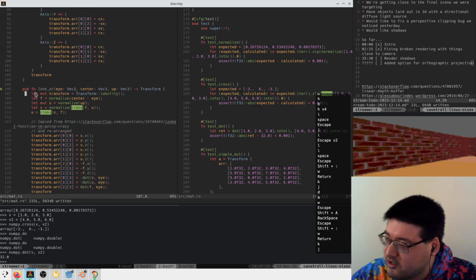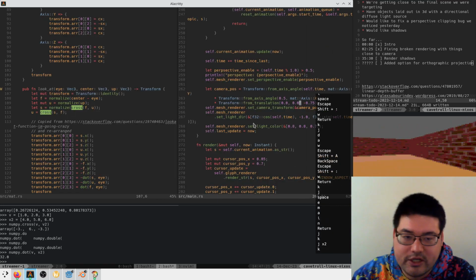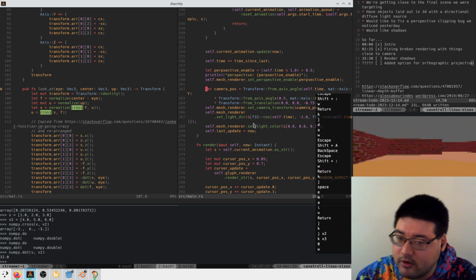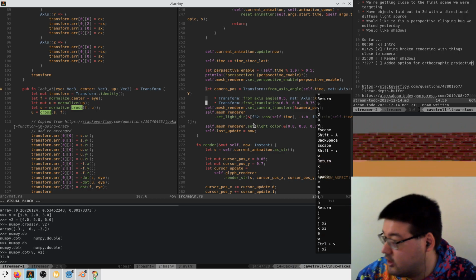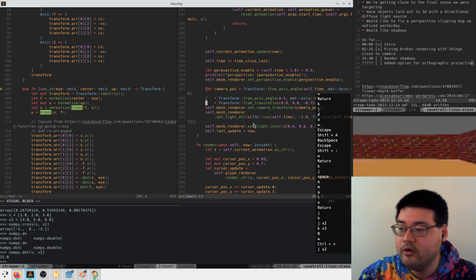Okay, so we have this lookat function, and that should be able to take some direction and turn it into a transformation matrix that we can use to set the camera position and rotation and scale. You know how it is.